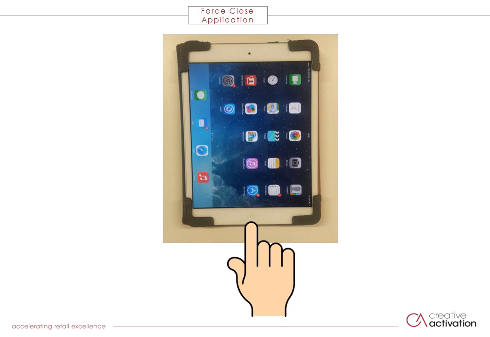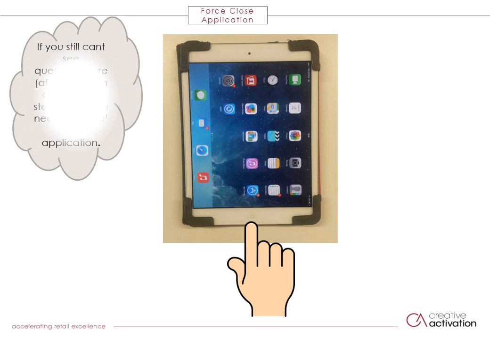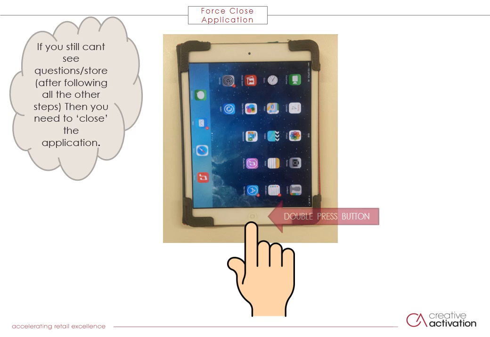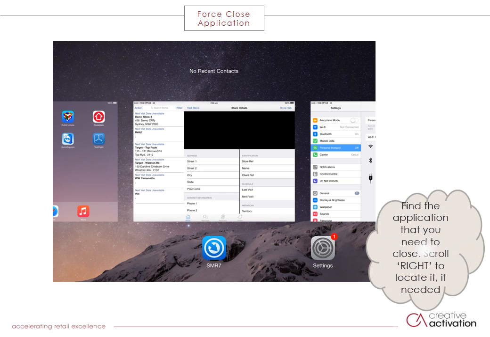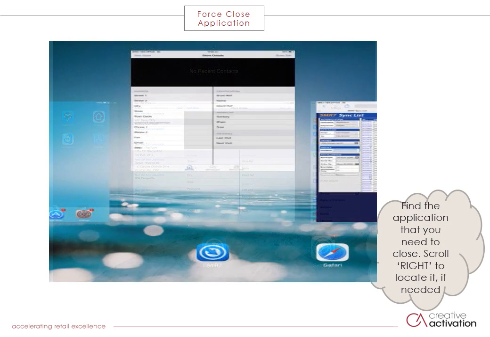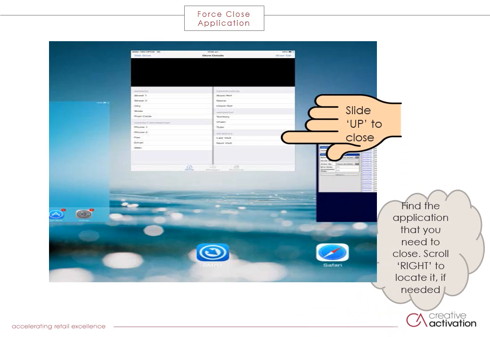If after following all of the previous steps you still can't see your questions or stores, you may need to force close the application and then reopen. Here's how to do it. First, double tap the Home button on the face of the device. A list of all open applications is shown on your tablet. Scroll left or right to locate SMR7. Then tap on the image of the application and swipe up before releasing to close.